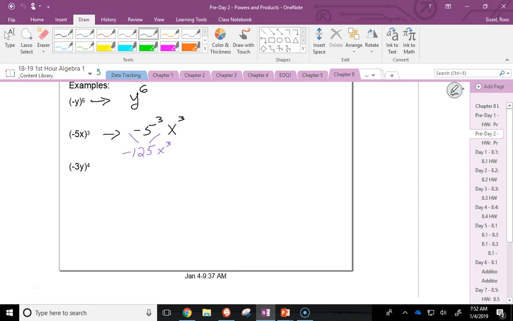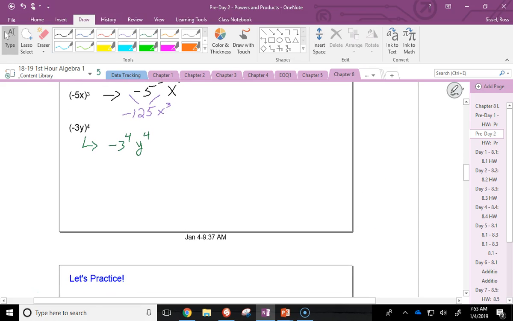Okay, walking around, most of you guys are getting it. I like how I see people showing the steps. So first I had some people saying this is going to become -3 to the 4th power, y to the 4th power. And since it's a -3 to the 4th power, it's really just going to be a positive. We could just drop it off.